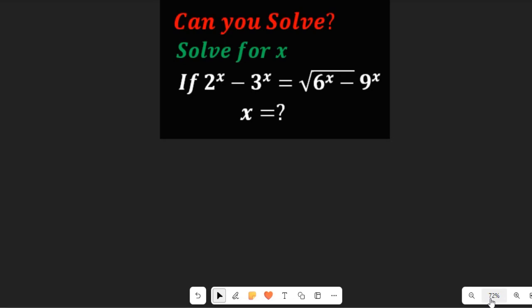If you are asked to solve for x, if 2 to the power of x minus 3 to the power of x is equal to the square root of 6 to the power of x minus 9 to the power of x, what will you do first?